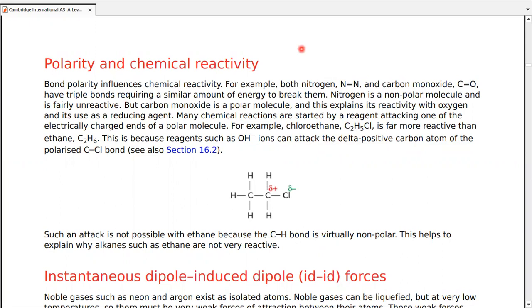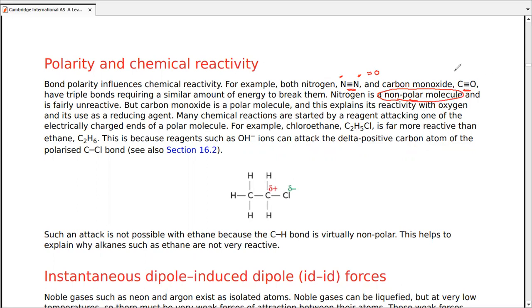For example, both nitrogen and carbon monoxide have triple bonds requiring a similar amount of energy to break them. But nitrogen is nonpolar since the attraction from this side and from this side are equal. You can also talk about it in terms of electronegativity. The electronegativity value over here and over here would result in a difference of electronegativity of zero, and would give us N2 being a nonpolar molecule.